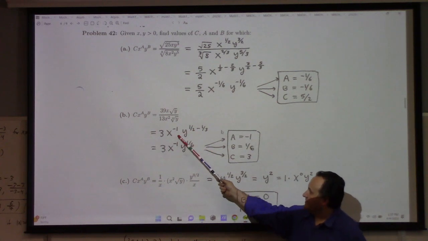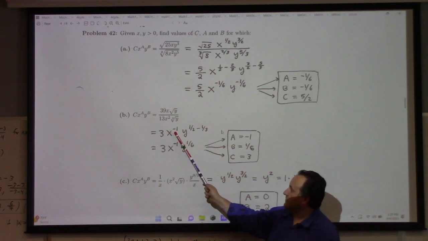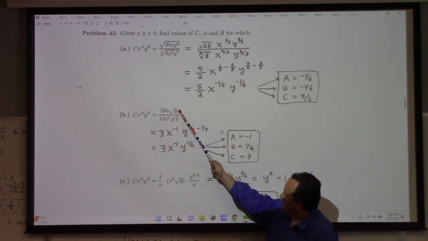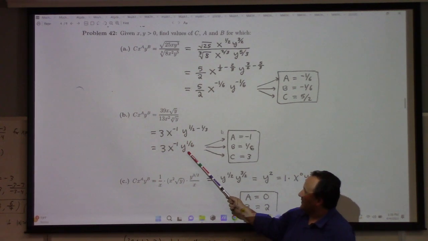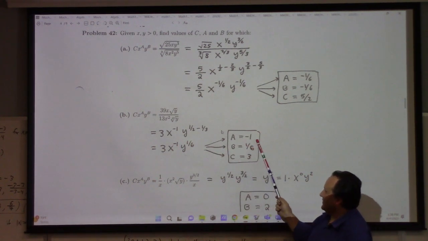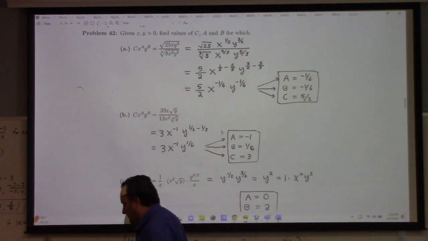I've got x to the minus 1, because x over x squared is x to the minus 1, all right? And then I've got y to the 1/2 upstairs, minus 1/3, because we got a cube root downstairs. That simplifies to 1/6. So here we got a equals minus 1, b equals 1/6, c equals 3. And then we talked about c in class before, so I won't belabor it.